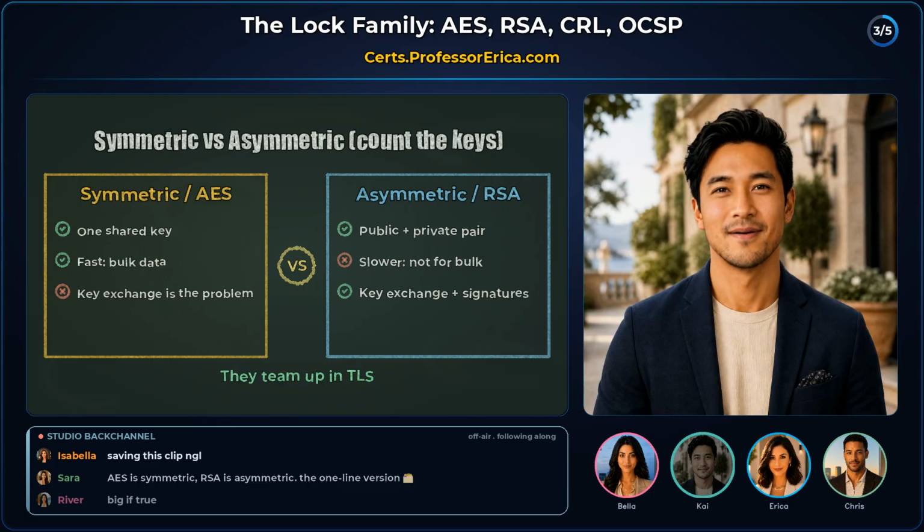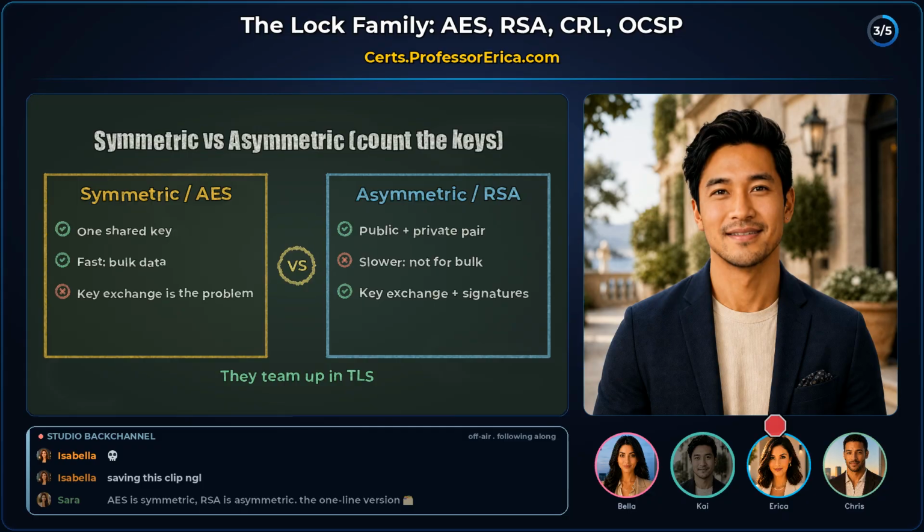And then the one people wrongly file as encryption, SHA hashing. It is one way, there is no key, and you can never get the original back. Its job is integrity, proving data was not changed, not hiding it. If a question says hashing protects confidentiality, that is the wrong answer on purpose.